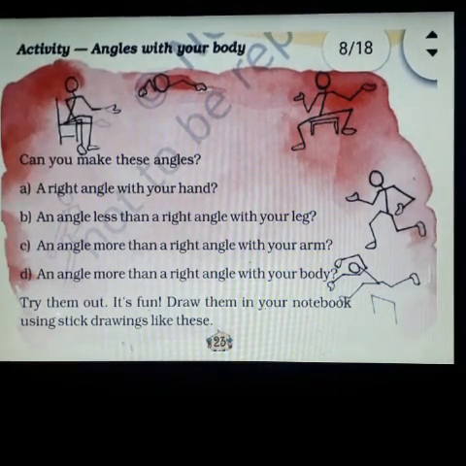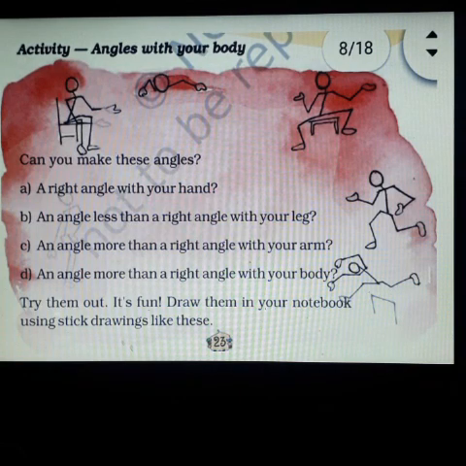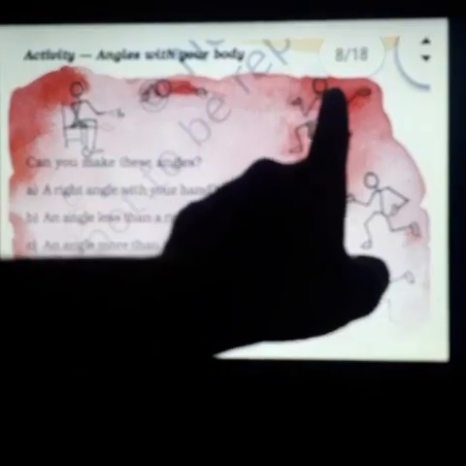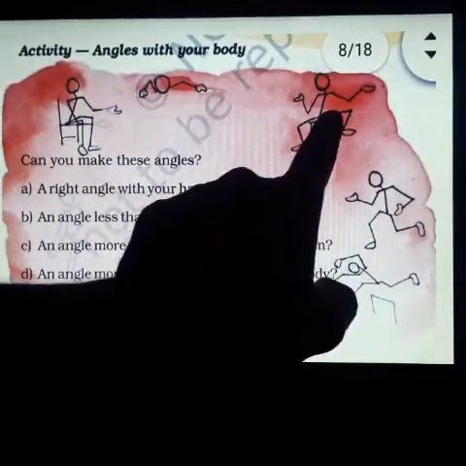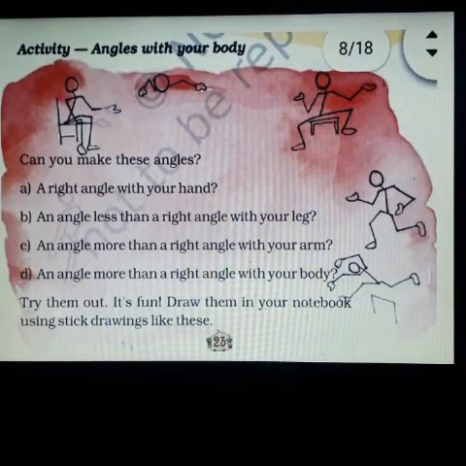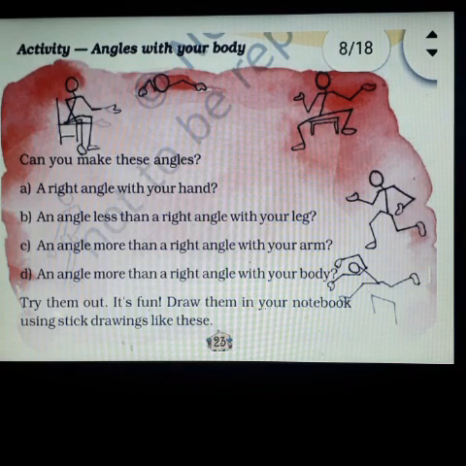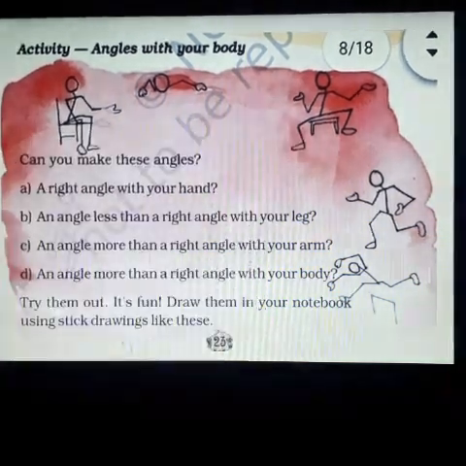Okay, D number, an angle more than a right angle with your body. Now you have to find, with the body, an angle more than a right angle. So which is the answer? Let's see. Here you can see this angle, it is more than 90 degrees or more than L angle. So it is the answer of D.